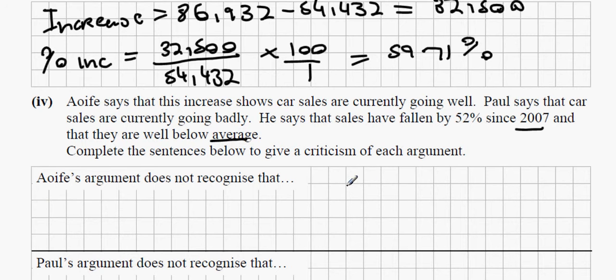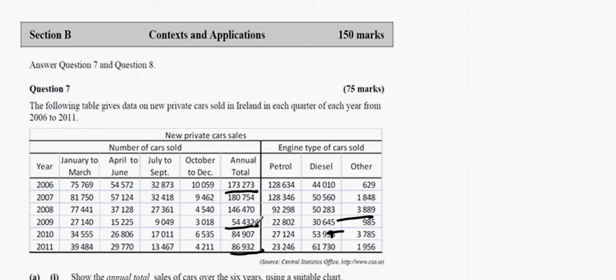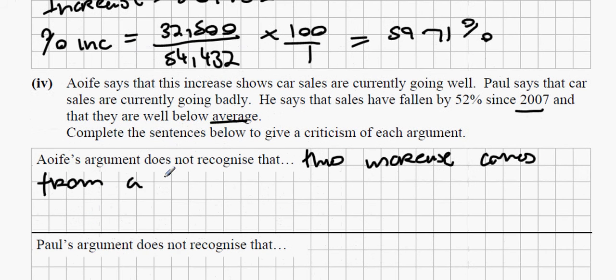Okay, Eva's argument does not recognize that this increase, the increase Eva is talking about, comes from, if you look at 2009, a very low base. 2009 was the record low year, so it comes from the year with the lowest sales.